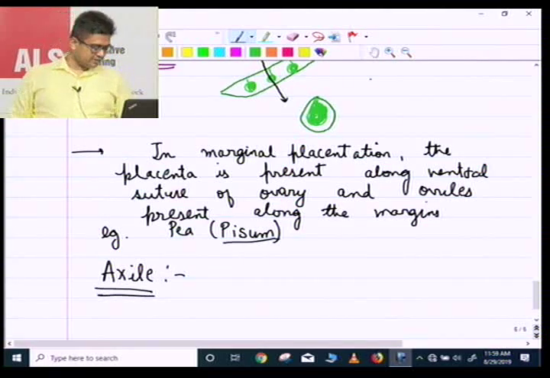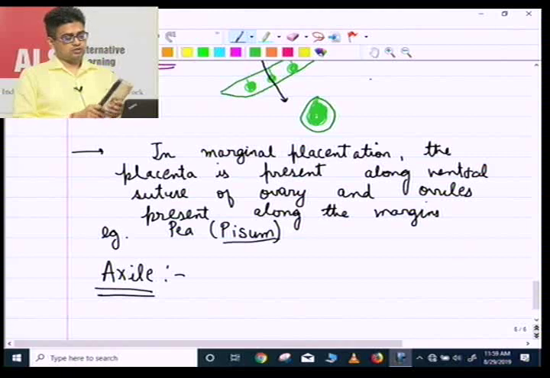Now when I talk about axile placentation, look, there is not a single leaf which is involved. There is not a single carpel which is involved. Multiple leaves or multiple carpels will be involved. And how will they be involved? Suppose this is a single leaf.